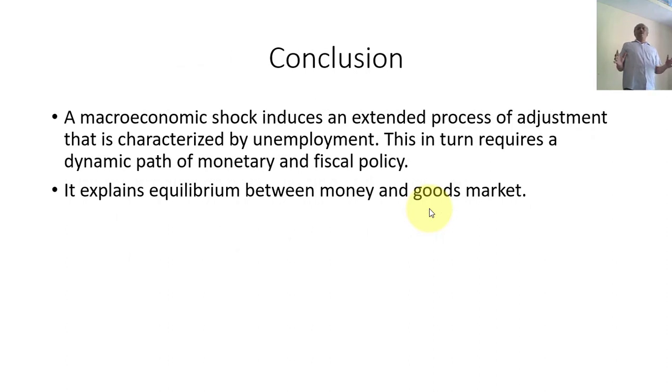Conclusion: a macroeconomic shock induces an extended process of adjustment that is characterized by unemployment. This in turn requires a dynamic path of monetary and fiscal policy. It explains the relationship between the goods market and the money market. With the help of these goods and money markets, how changes take place overall is explained with the IS and LM model.